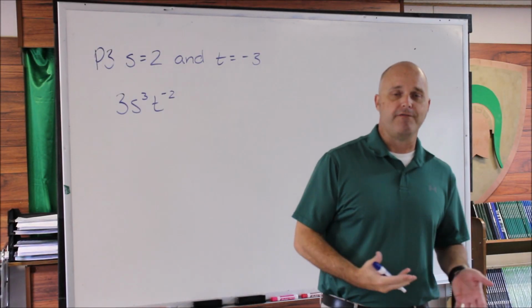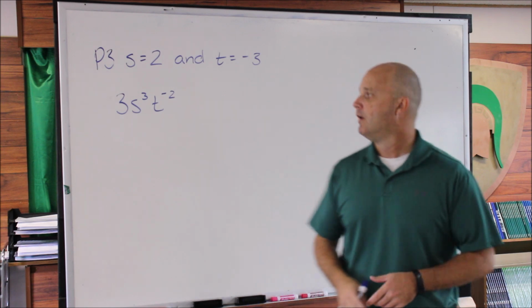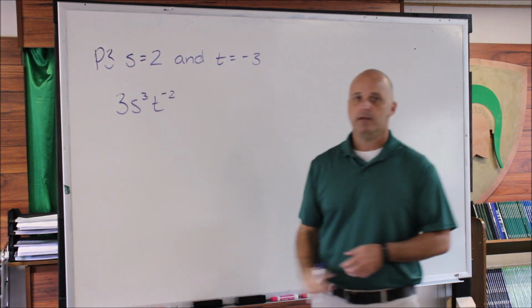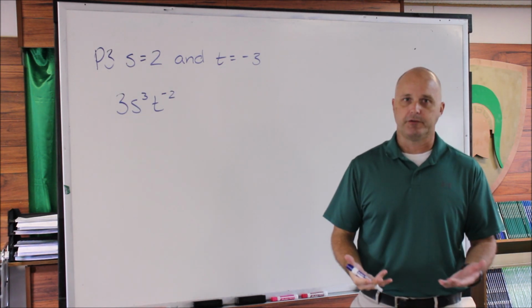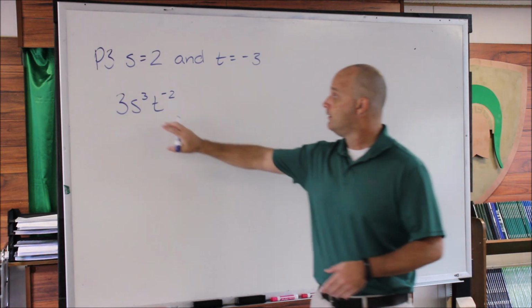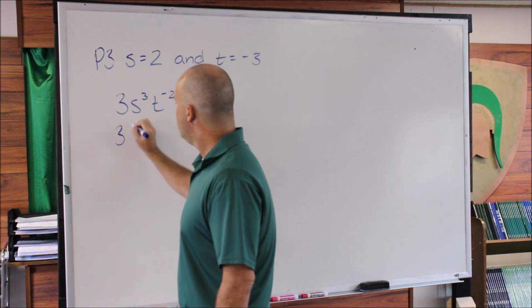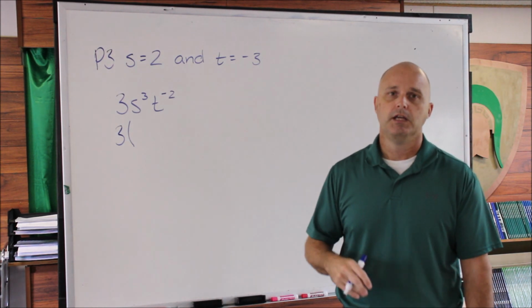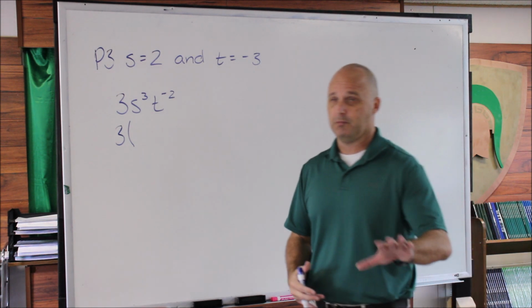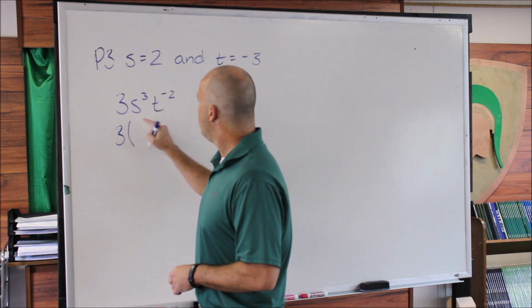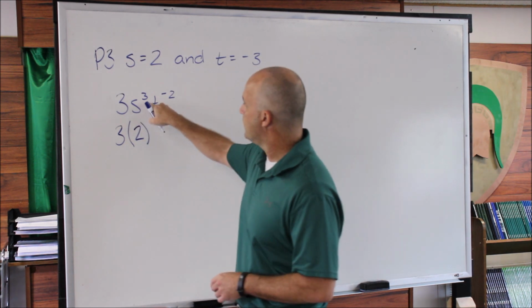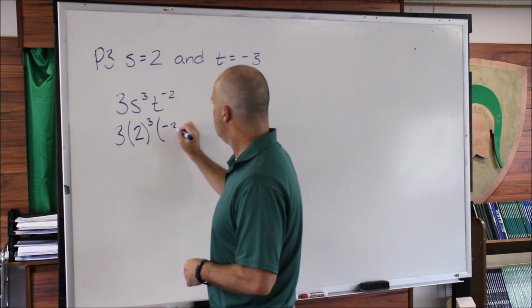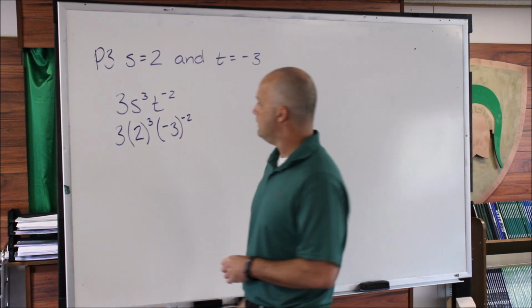In problem number 3, we're going to evaluate an expression for given variables. So we've got 3s cubed t to the negative second, and we're told that s is equal to 2 and t is equal to -3. The very first thing we're going to do is go ahead and substitute those values in for our variables. So we get 3, and then, very important, go ahead and put anything that you're plugging into this expression into parentheses, because that's going to be important a little bit later on. So the s is going to become 2, and don't forget to tag on the cube. Then t is going to become -3, and then that's going to be raised to the -2nd.